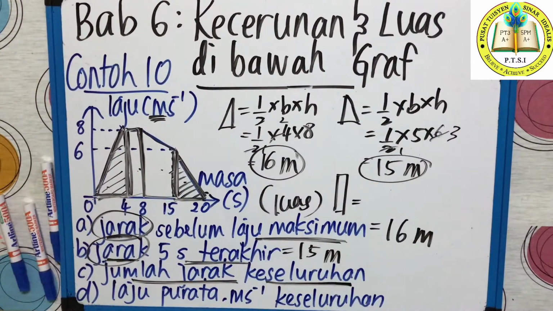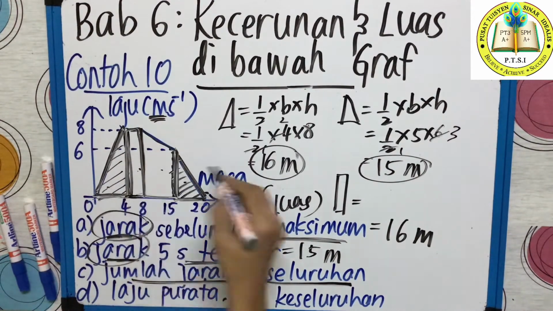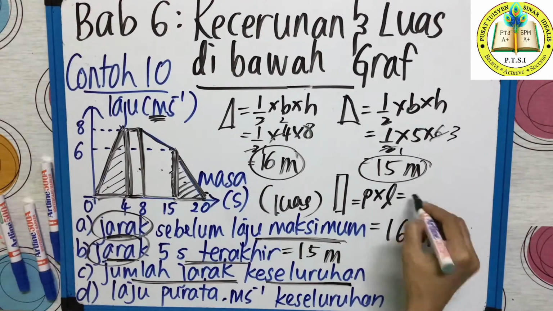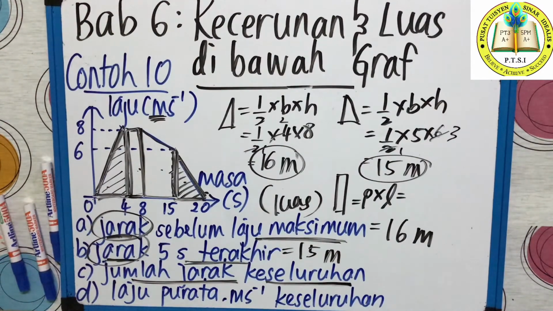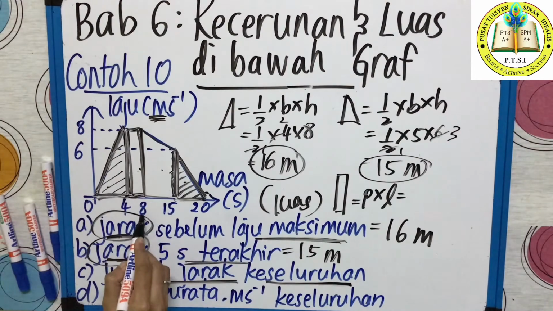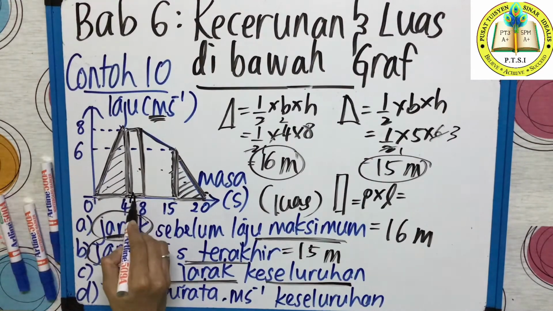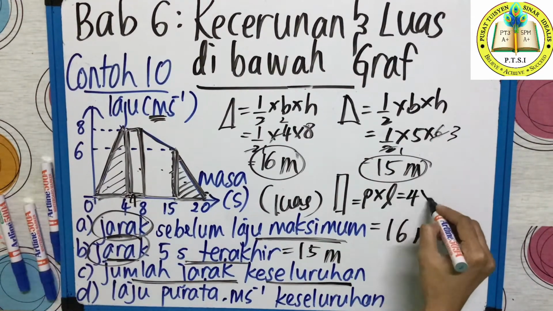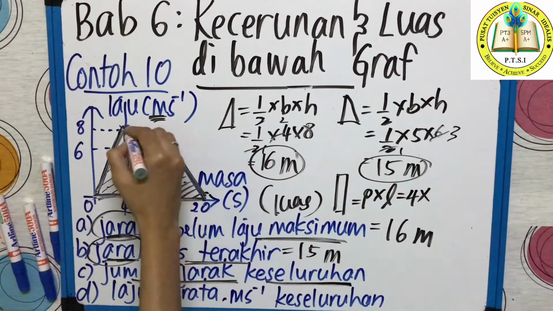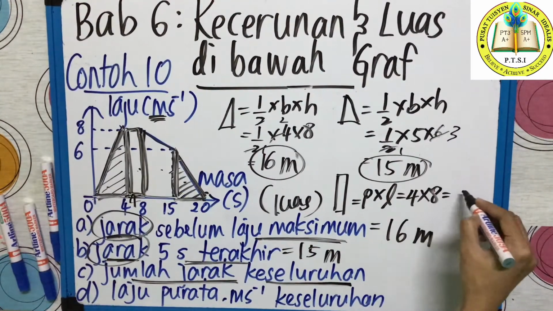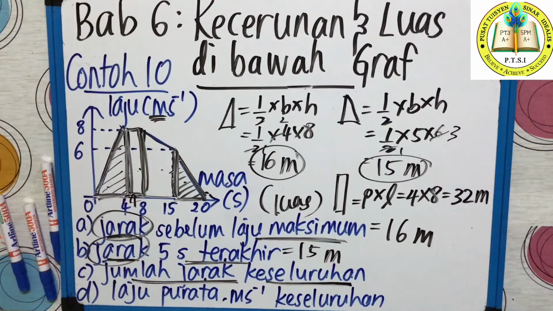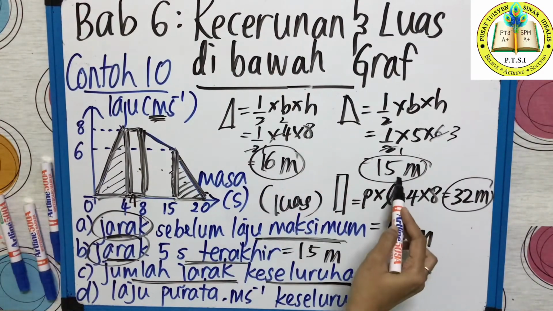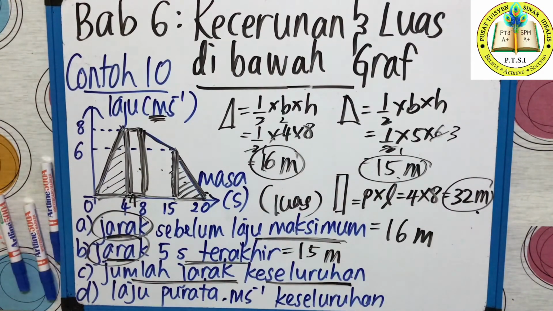Rectangle. Okay. Apa formula untuk segi 4? Luas segi 4. Panjang kali lebar. P times L. Length times breadth. So, panjang berapa? 8 minus 4, what do you get? The panjang adalah 4. Kali lebar, the side one. Berapa? 8. You get 32 meter. So, this rectangle area, you get 32 meter. First part 16, last part 15, rectangle area 32.